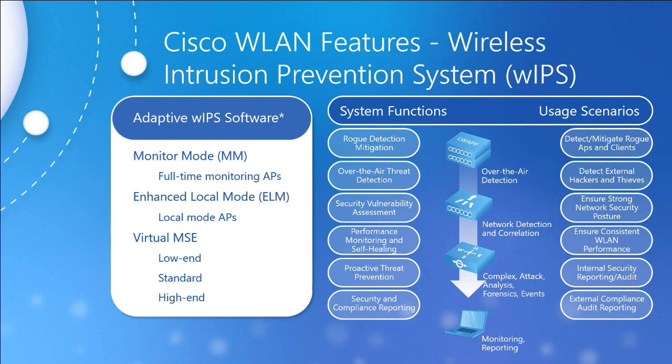There's monitor mode, which is intended for full-time monitoring access points, up to 5,000 access points. The enhanced local mode is intended for local mode or data serving access points. Once again, it has the ability to track up to 5,000 enhanced local mode access points. And then the virtual appliances range from 2,000 access points at the low end, to 5,000 access points for standard, and 10,000 access points at the high end.